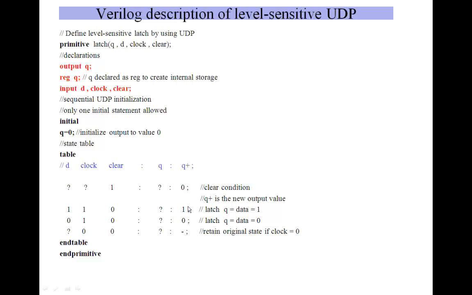So in output we cannot show with this don't care. Output must be with a known value 0, 1 or no change, like this dash. So whatever the current state, the same state is maintained. How we represent that one with dash, no change. So we have completed our description. Now end table and then end primitive. So this is the example for level sensitive UDP.